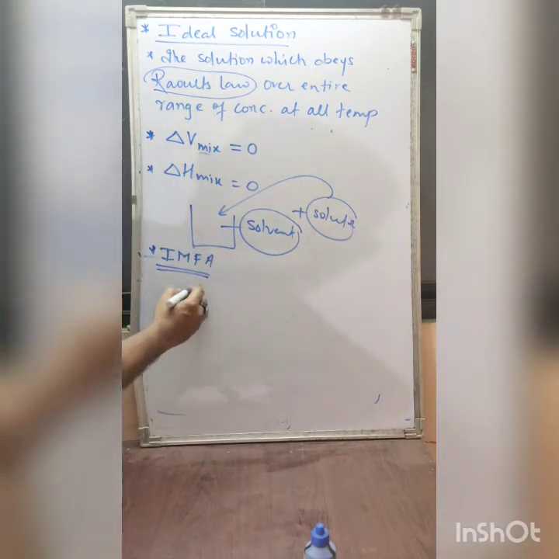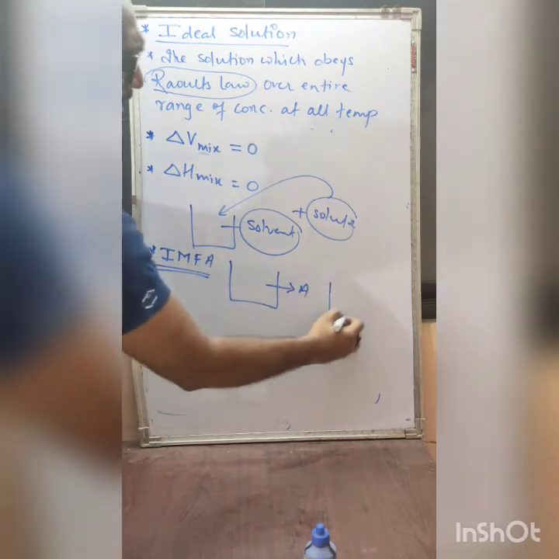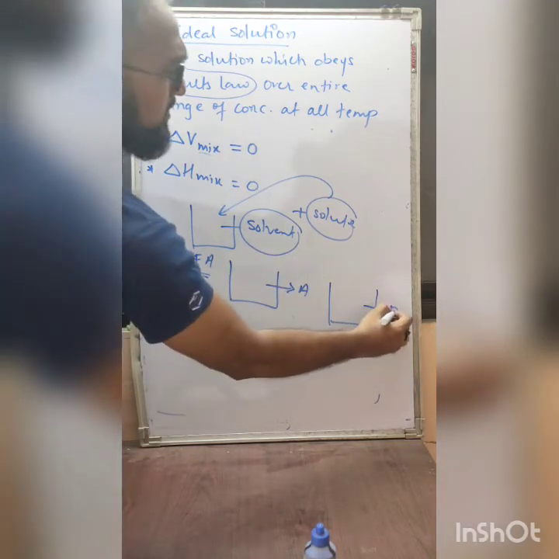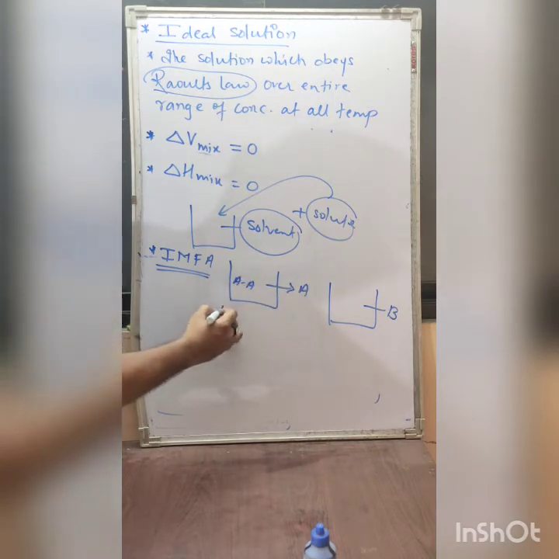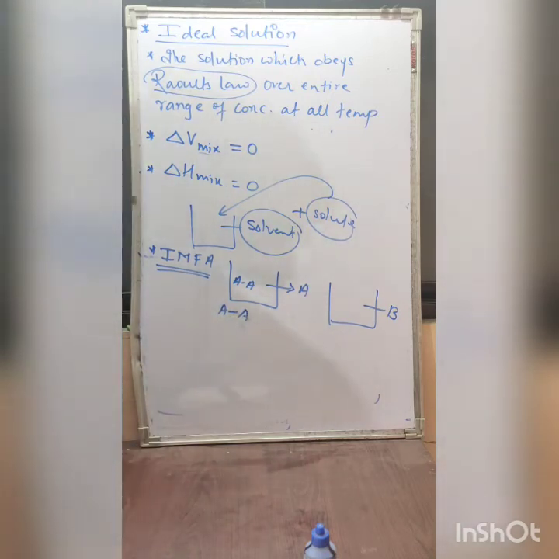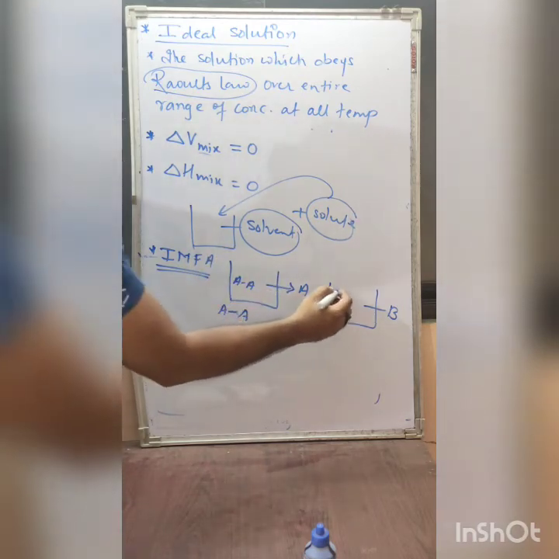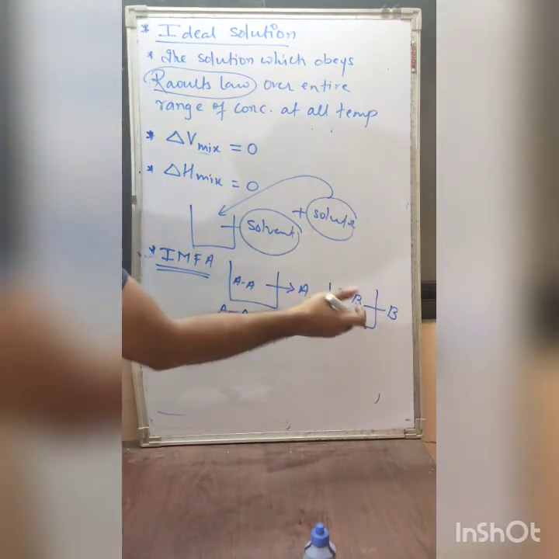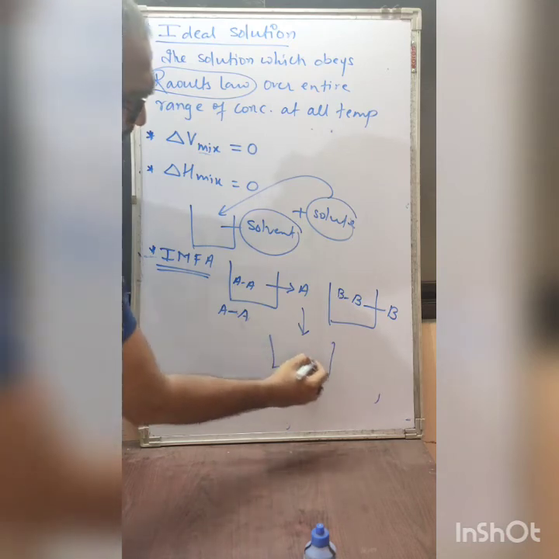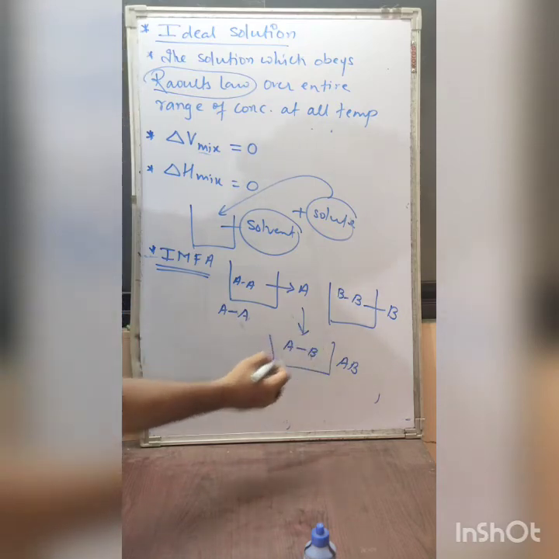Now, suppose I take a solvent A, and second is a solvent B. Here A solvent means an A-A bond will be there. I can say A liquid has an A-A bond and B liquid has a B-B bond. Now when we mix A and B together, it forms an AB solution. So in the AB solution there will be an A-B bond.